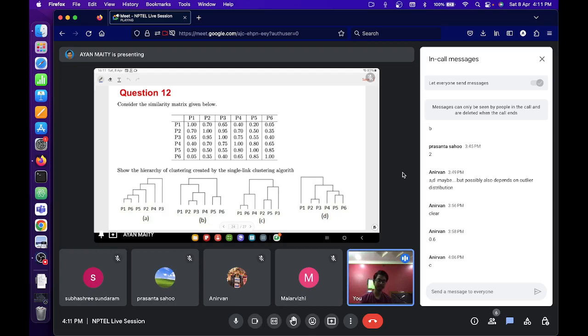And please note that this is a similarity matrix, not a distance matrix. Similarity is the inverse of distance, so you have to keep this in mind.